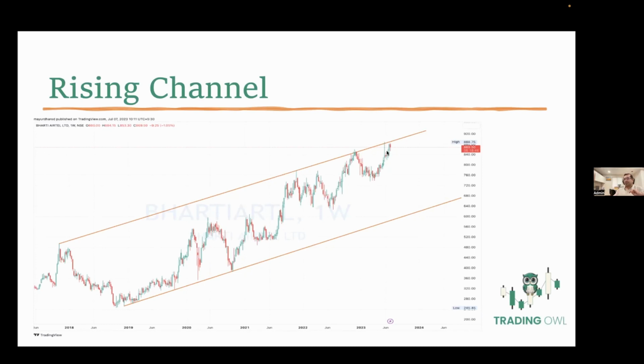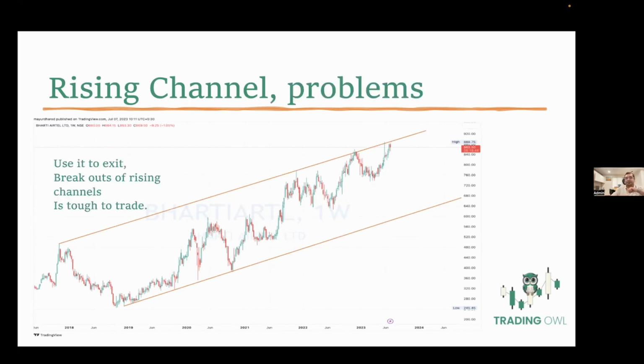Same thing if you reverse it. I'll give you certain examples. If it's a downward sloping channel and it breaks out of that, your risk reward will be extremely high. It can be 1:10, 1:20 also. So breakouts of upper rising channels are actually avoidable. If you're holding on to a stock, hold it, but a fresh entry immediately can be very, very difficult to trade. That's exactly what I'm trying to explain here. Use it to exit. Breakouts of rising channels are tough to trade.